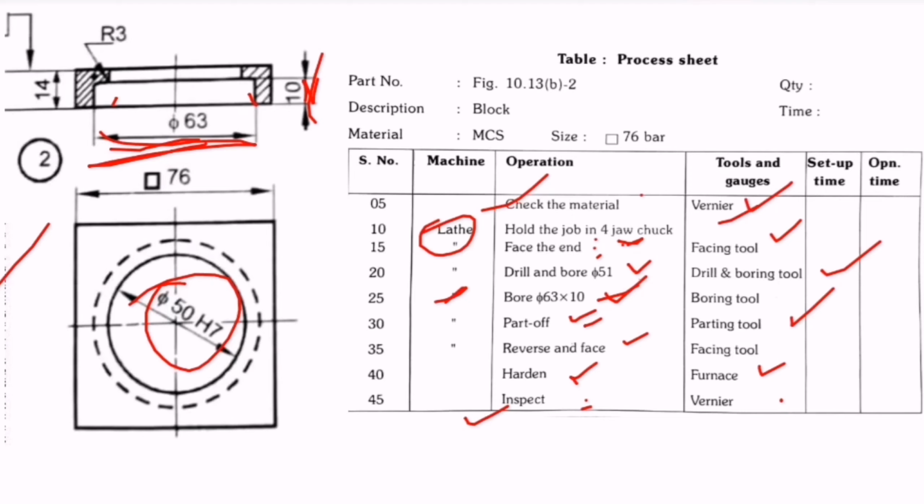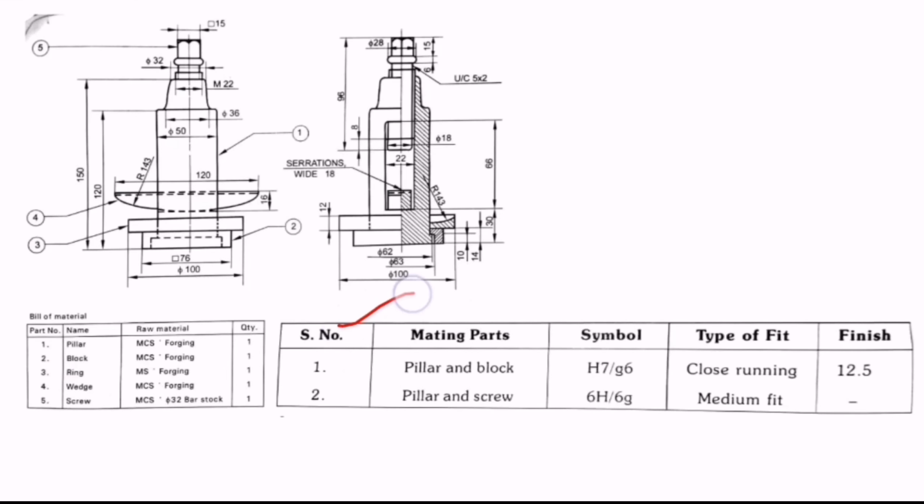To prepare the holes, compulsorily we should go with the drilling operation only. If you want to do the facing operation, we should do it with the lathe machine only. So like that we need to understand what operations are required, what machines are required, and what tools are required. So we need to indicate the step-by-step procedure to perform and produce that final object with the help of this process sheet. Next is to prepare the mating parts and type of fit table.